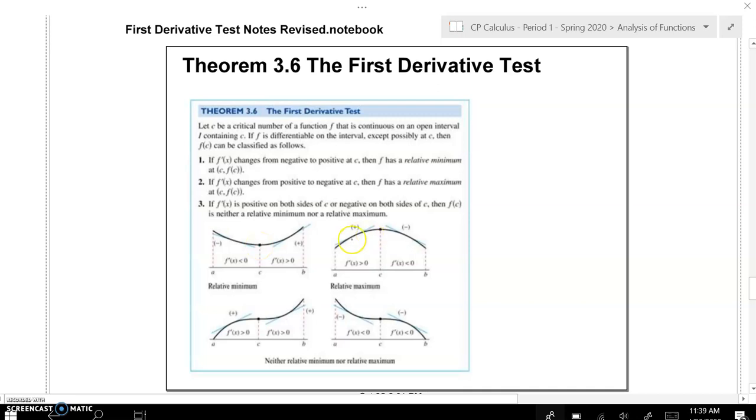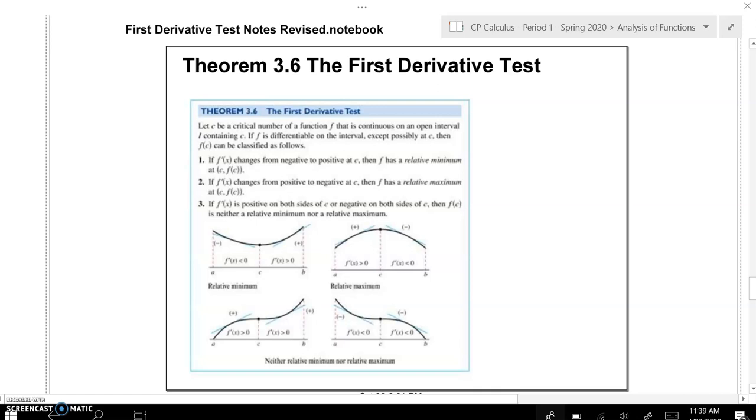Relative maximums occur when, on the left-hand side of the values that I'm testing over here, I'm getting positive slopes, positive derivatives here. And then I get to my critical value point, which I've already found. And then on the other side of that, I'm getting negatives. So as you can see there, increasing to decreasing makes that a relative maximum.